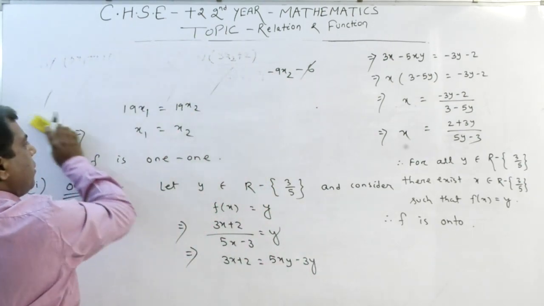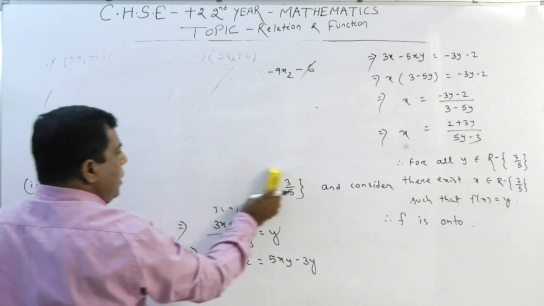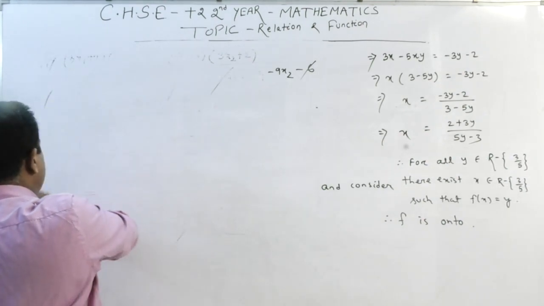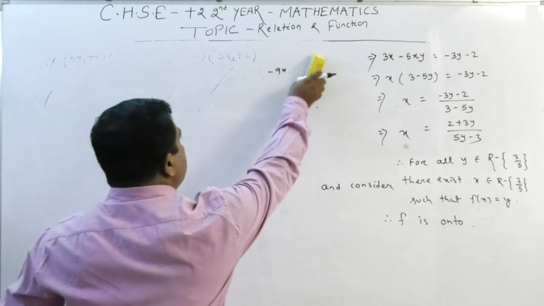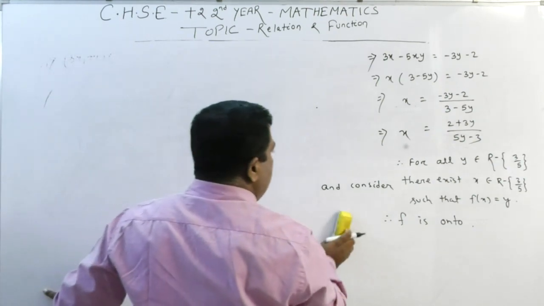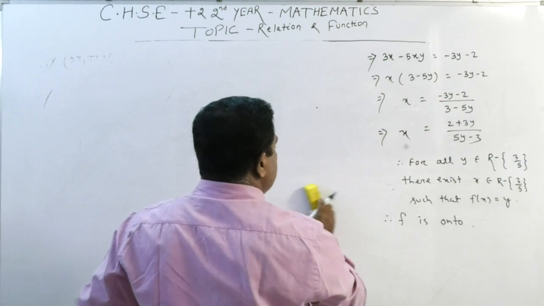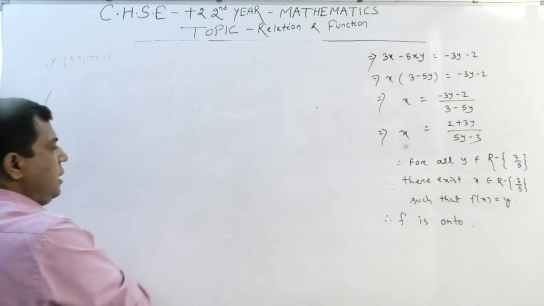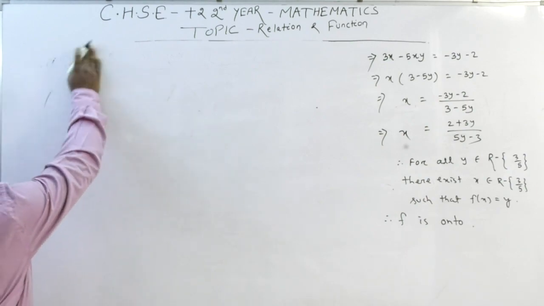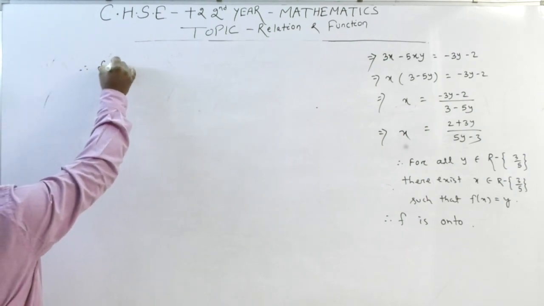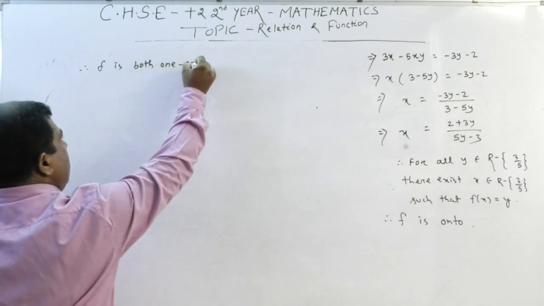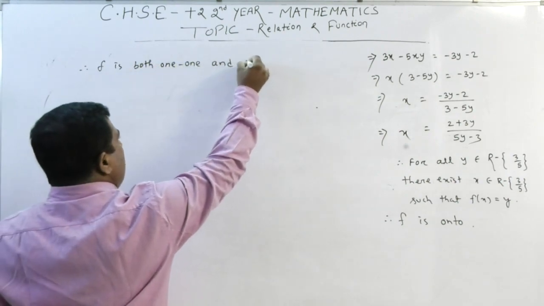Okay, so now what do we do? We have verified that f is both one-one and onto in nature. Yes or no? So we can say, therefore, f is both one-one and onto.